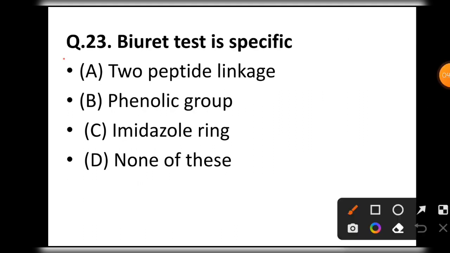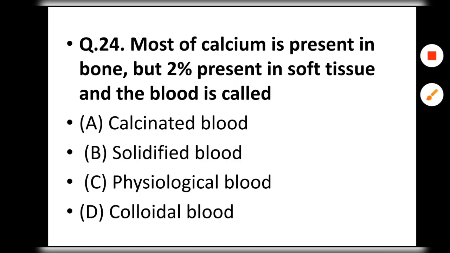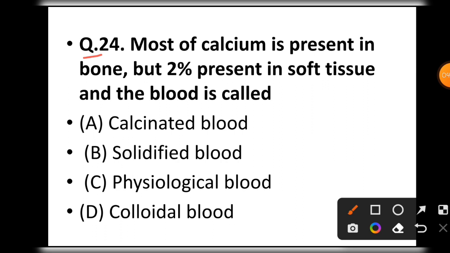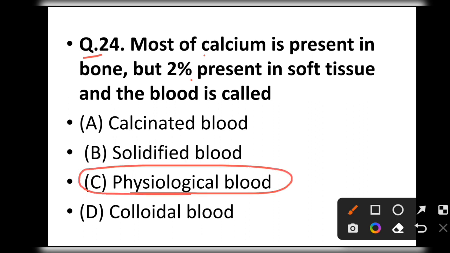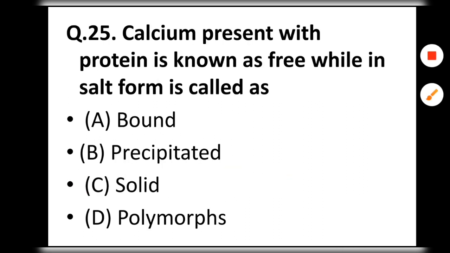Question 23. Biuret test is specific for. Correct answer is option B. Peptide linkage. Question 24. Most of calcium is present in bone but 2% present in soft tissue and blood is called. Correct answer is option C. Physiological blood.